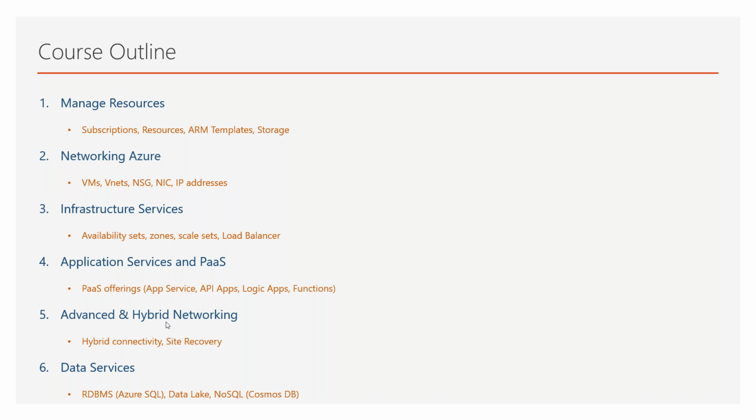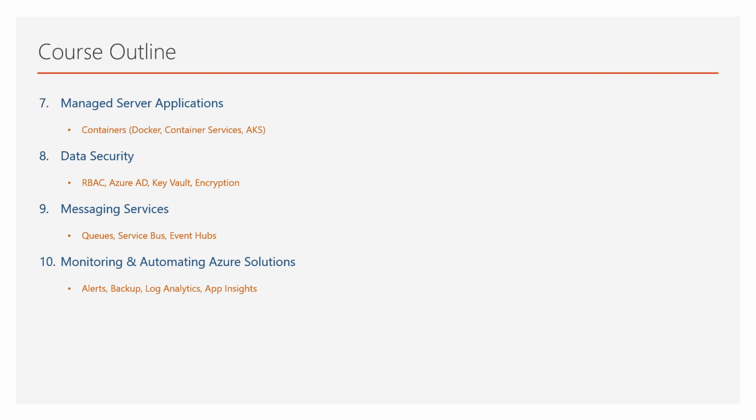Number 6 is about data services. I saw that there were a lot of people coming from a data background. So we'll talk about Azure SQL and what are the different options available. We'll talk about Data Lake, and some people may be doing some NoSQL stuff, but we are going to talk about the basics of Cosmos DB. Very interesting service and very important as well. Then we'll talk about managed server applications. It's a really interesting topic: Docker, containers, Azure Kubernetes Service. Now, some of you might be very new to this, but I can assure you that this is one of the most interesting topics that people go through.